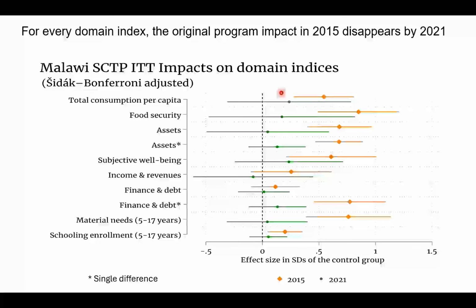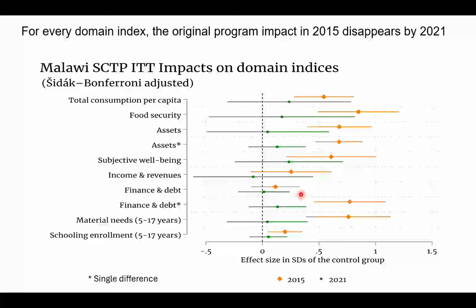Now, I will note that most of the point estimates are positive, meaning that the original treatment group seems to continue to have a small advantage, particularly if you look at consumption and food security. But by and large, the effects have disappeared.